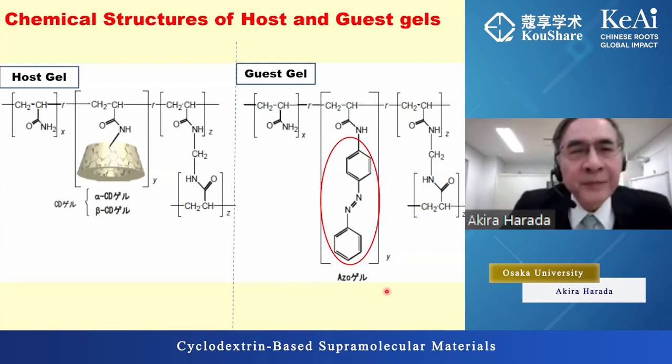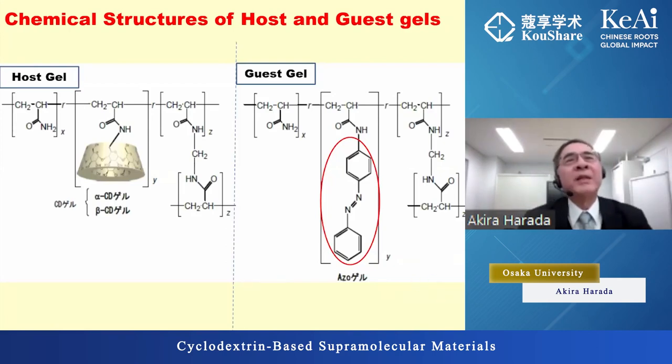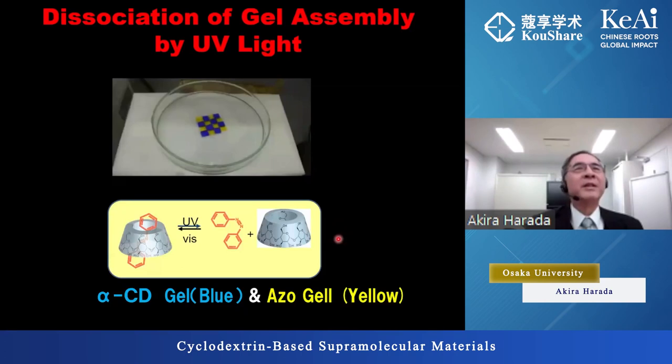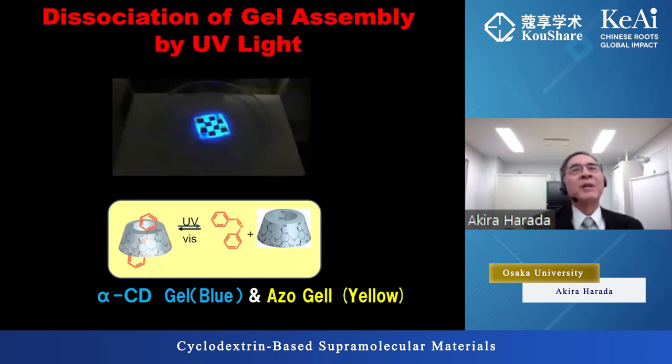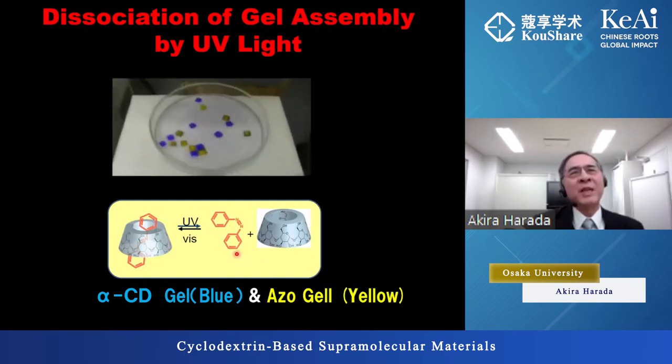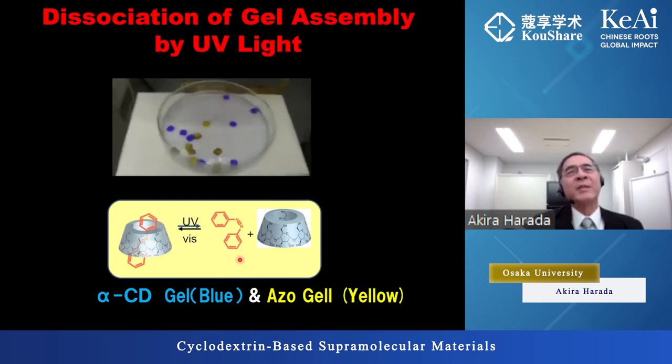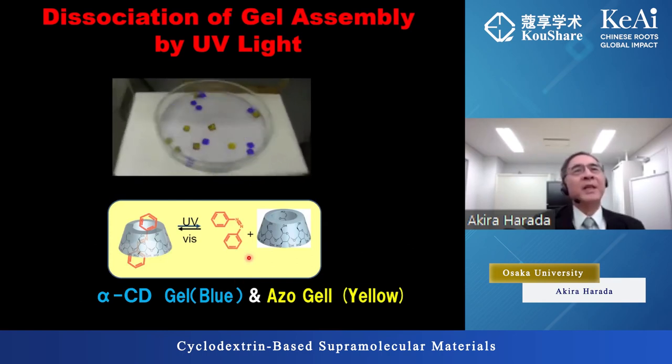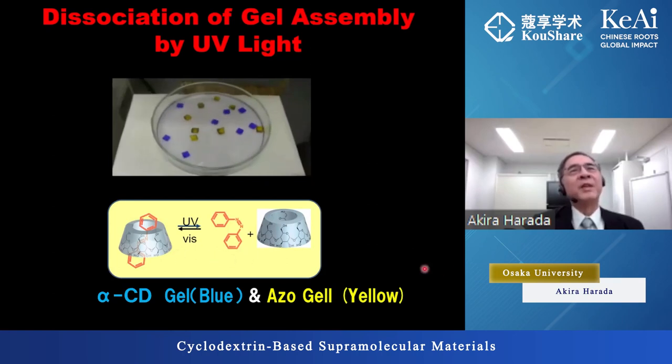Okay, next, as a stimuli-responsive guest, we use azobenzene right here, as you may know. Alpha-cyclodextrin gel and azobenzene gel bound each other. You can imagine the host-guest interaction giving an assembly. So this is an assembly. When the assembly was irradiated by UV light, trans-azobenzene turned to cis. This azobenzene is too large for the alpha-cyclodextrin, so cis-azobenzene is kicked out from the cavity. Eventually, the assembly dissociated immediately, as shown here.